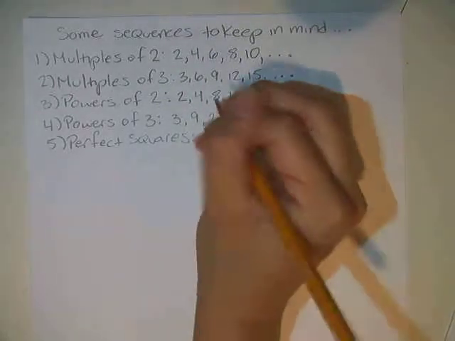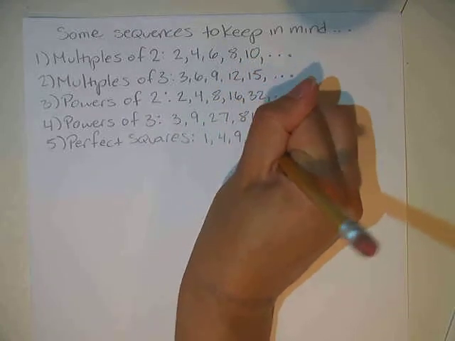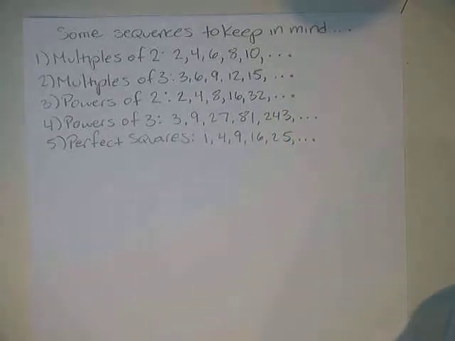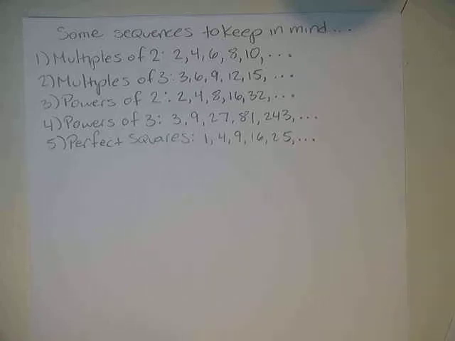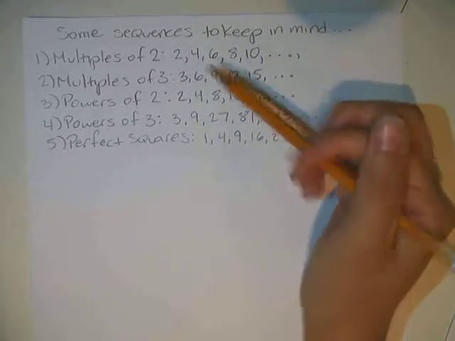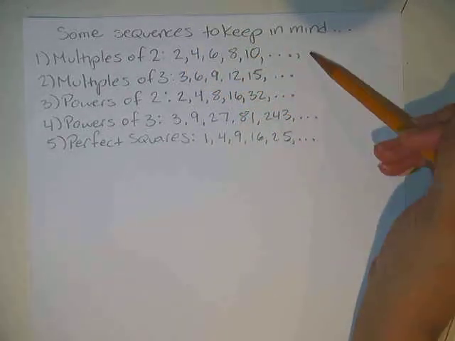Powers of 3 would be 3, 9, 27, 81, 243. And our first perfect square is a 1, a 4, 9, 16, and 25. Now remember, these ellipses here means the pattern continues.